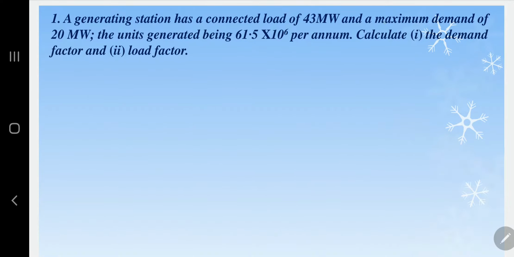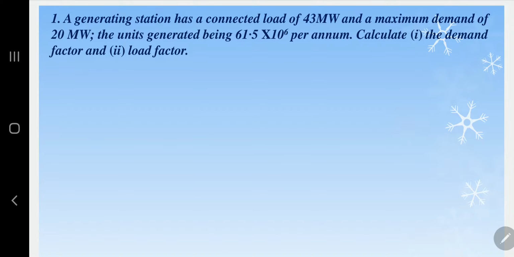So let's read the first question. A generating station has a connected load of 43 megawatt and a maximum demand of 20 megawatt. The units generated being 61.5 into 10 raised to 6 per annum. Calculate first the demand factor, and second the load factor. So let's start solving the problem.